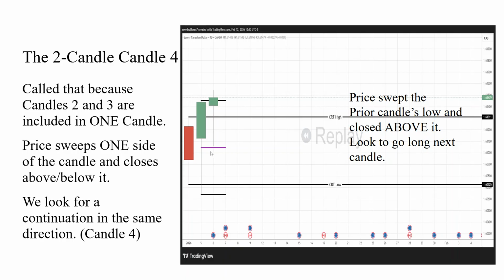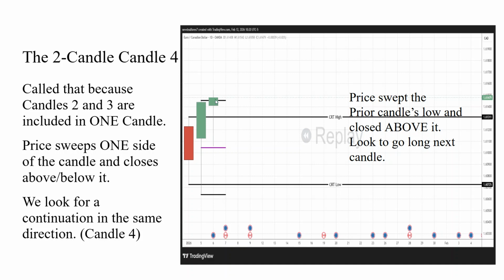So I'm still going to say we're trying to trade candle 4 just for ease of use. I'm not going to say candle 3. I'm just going to say this is candle 1, candle 2 and 3 here, all combined in one, and then the continuation here. This is our candle 4. All right? Because it did close outside of the range. But the trick with this 2 candlestick pattern is that it must sweep only one side of the range candle and close above it. When it does that, then we look for the continuation.